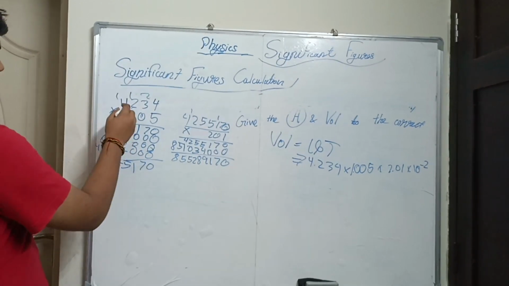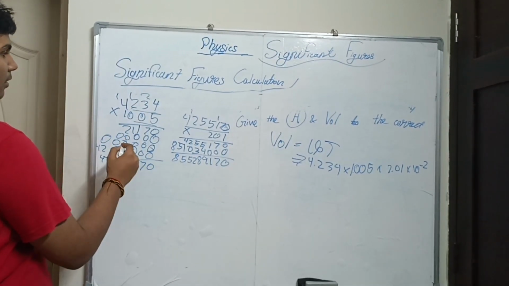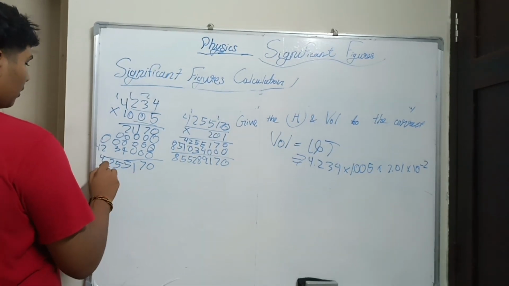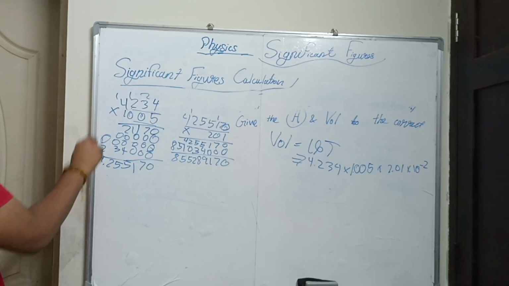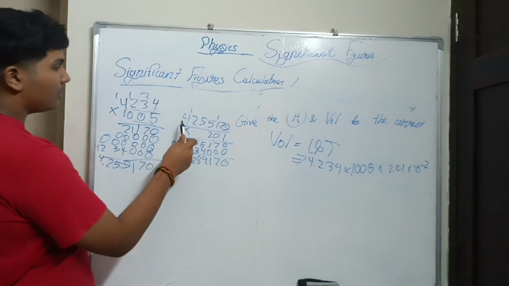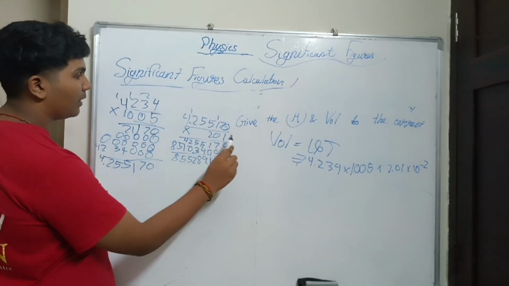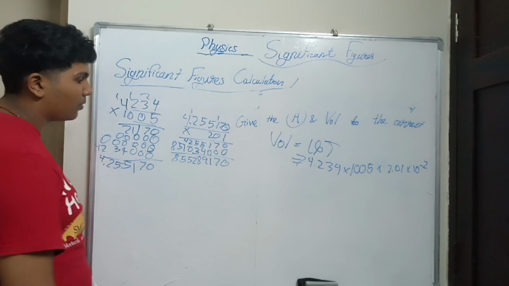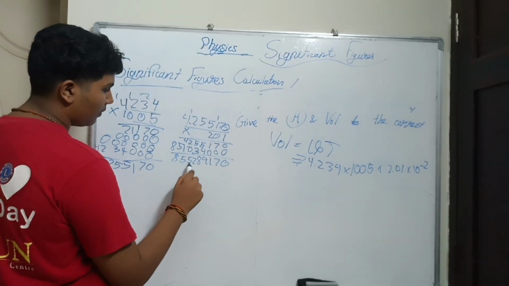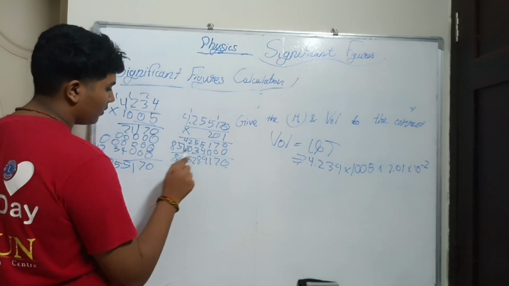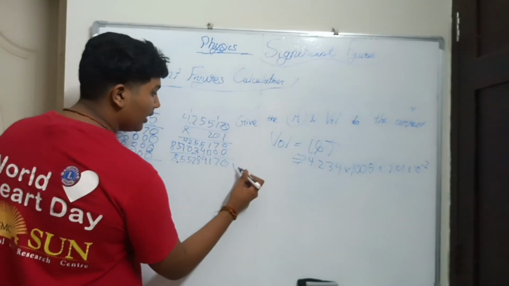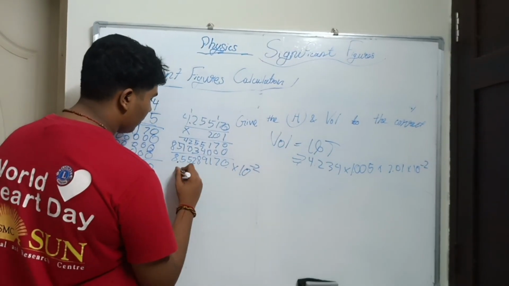This was 3 and 3, right? So that is 6 decimal places. So 4.255170 was for the 4234 into 1005. Next one is 4.255170 into 2.01, right? So that is 6 plus 2, 8 decimal places. So 8.55289170 into 10 raised to power minus 2.